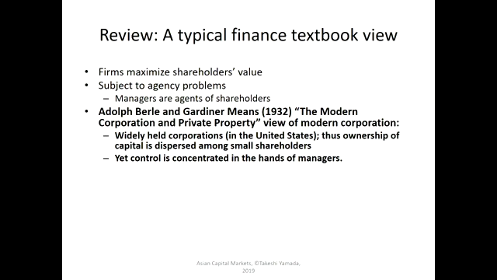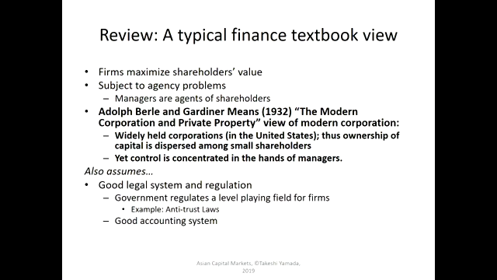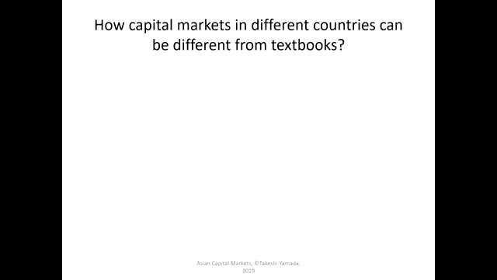So that's what we learn in the textbook. But the key point is this: the ownership is dispersed, it's very widespread. And it also assumes a good legal system and regulation. So this is basically what we assume in the standard finance textbook, mostly American textbooks. And also that the market is efficient. So therefore, the first question is, is this true in Asian countries?